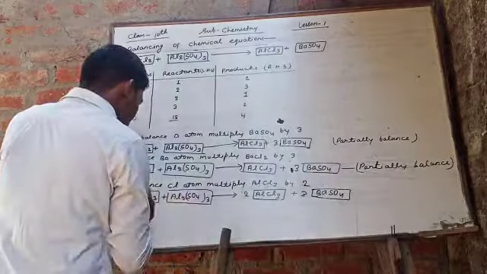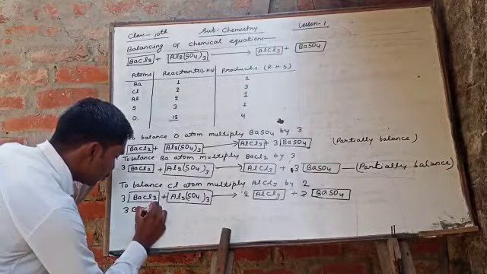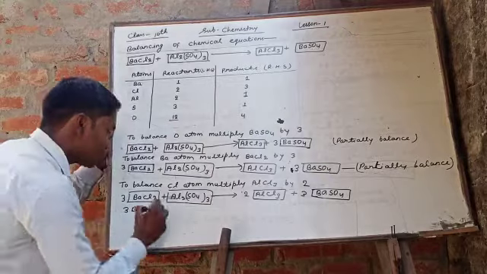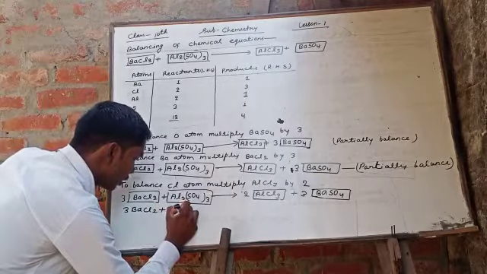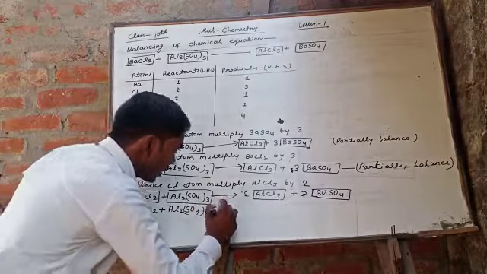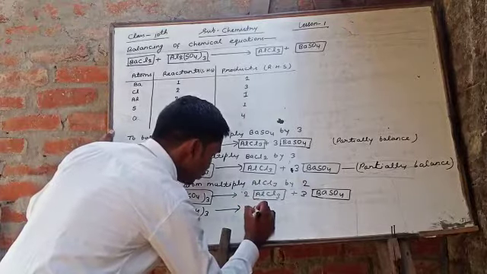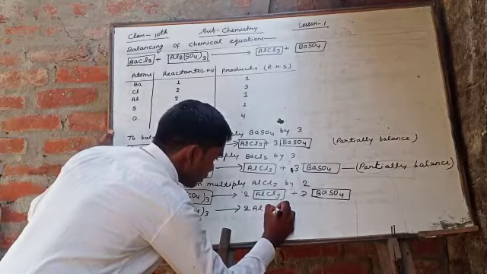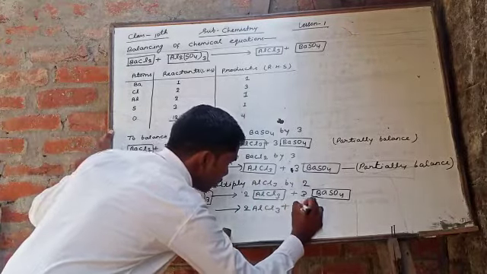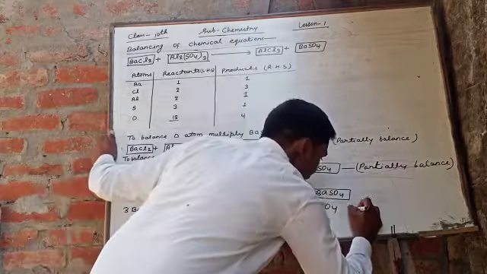And this is balanced. So we can write this as 3BaCl2 plus Al2(SO4)3 is equal to 2AlCl3 plus 3BaSO4, balanced.